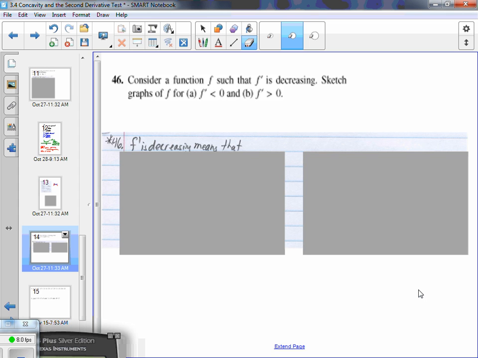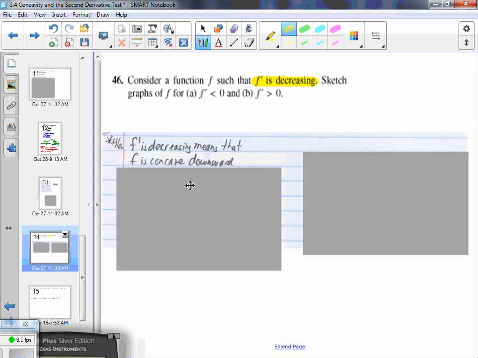All right. So when they tell us that f prime is decreasing, by definition, what have they told us about the concavity of f? By definition, f is concave downward. So I'm going to write that out. I like thinking f is concave downward better than f prime is decreasing if I'm going to draw a graph. Okay?